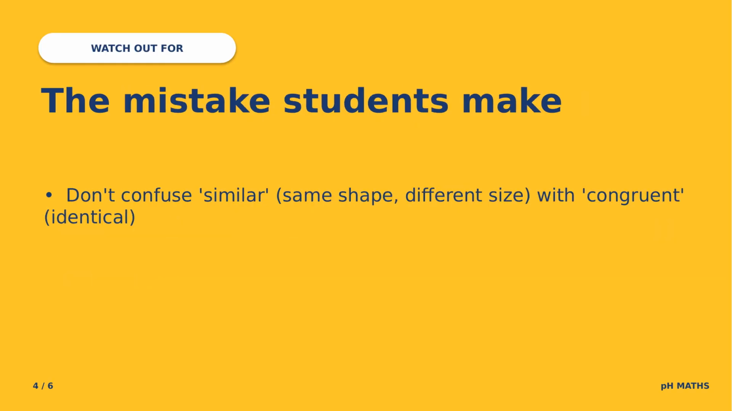Watch out. ASS doesn't work. 2 sides and a non-included angle is ambiguous because you can usually construct 2 different triangles that fit. So that's not a valid congruence test. Stick to the 4 named tests and you're safe.